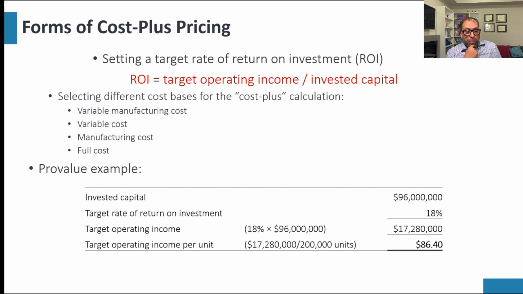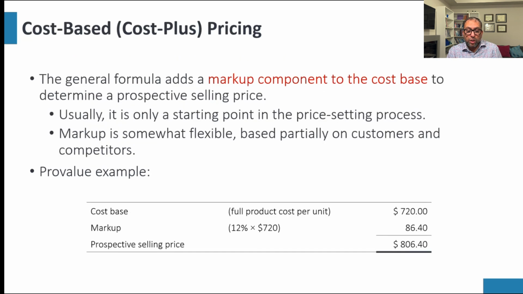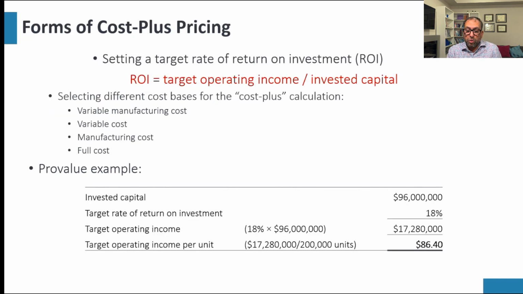So target operating income per unit should be 17.28 million divided by 200,000 units. If we assume that this firm is going to sell 200,000 units, it should be 86.40. So you see 86.40. We can also calculate the markup based on how much ROI the investors are interested in getting.